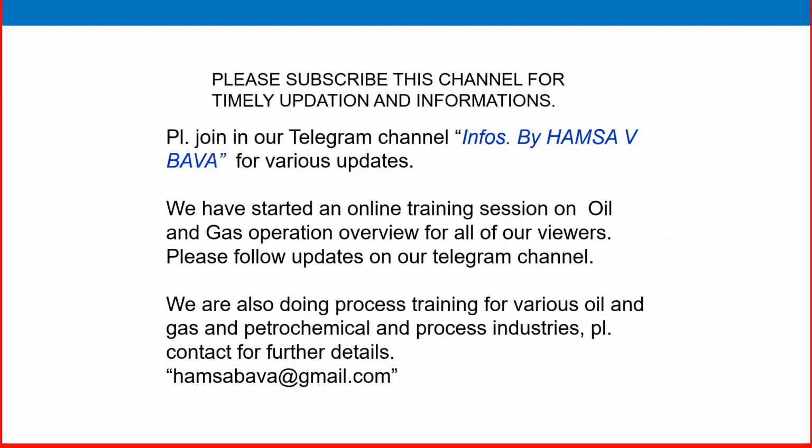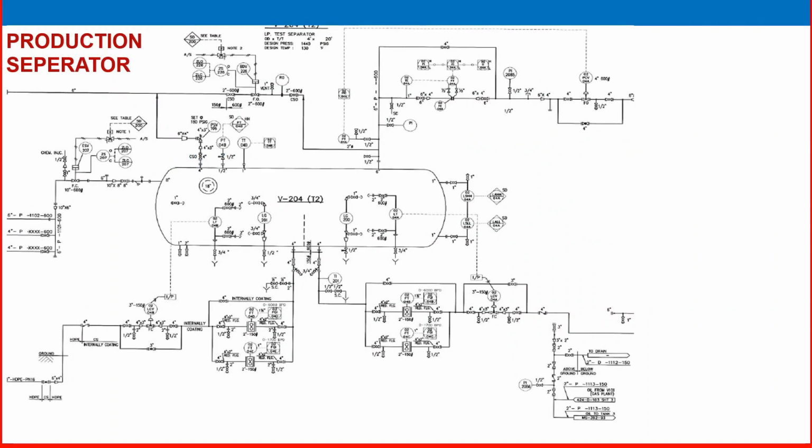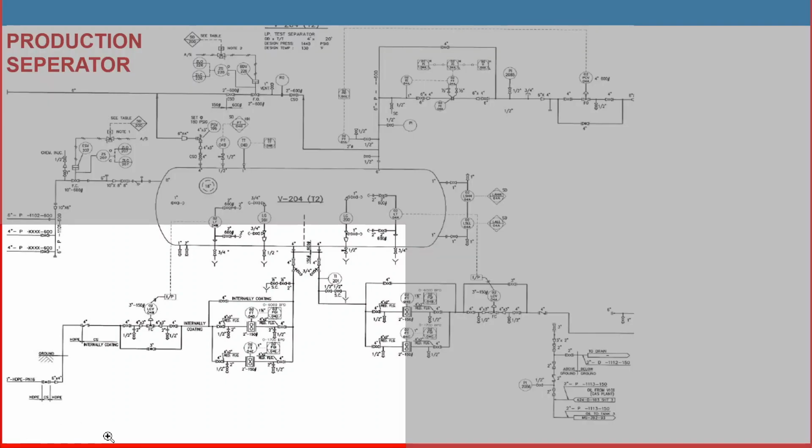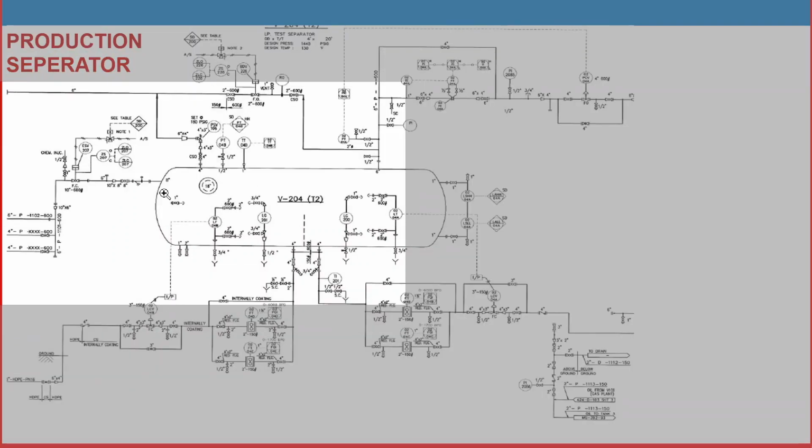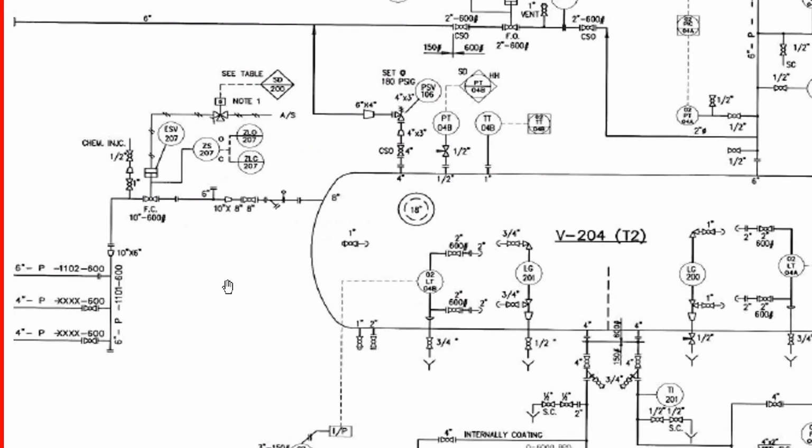So let us start this P&ID, piping and instrumentation diagram Part 3. If you remember, in the last video we discussed this section. The flow line is the feed, the input, entering the production separator as the inlet.